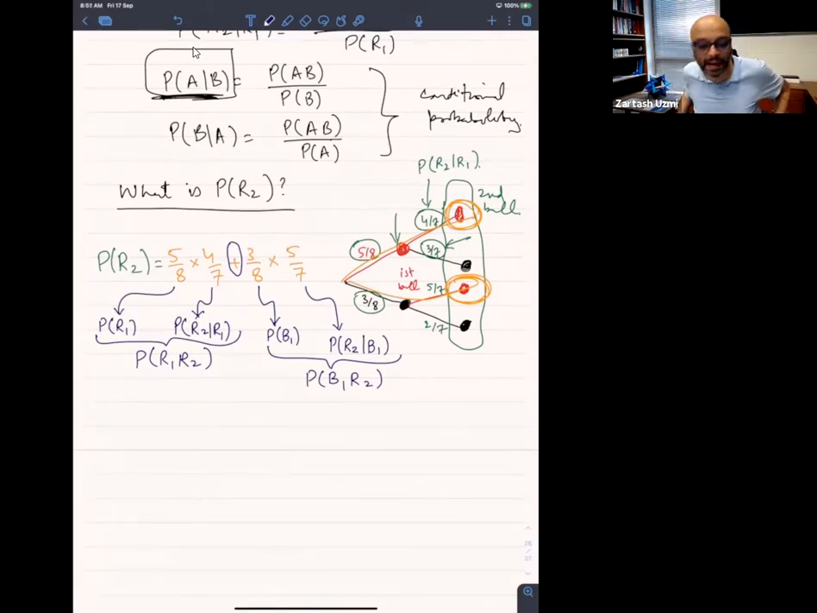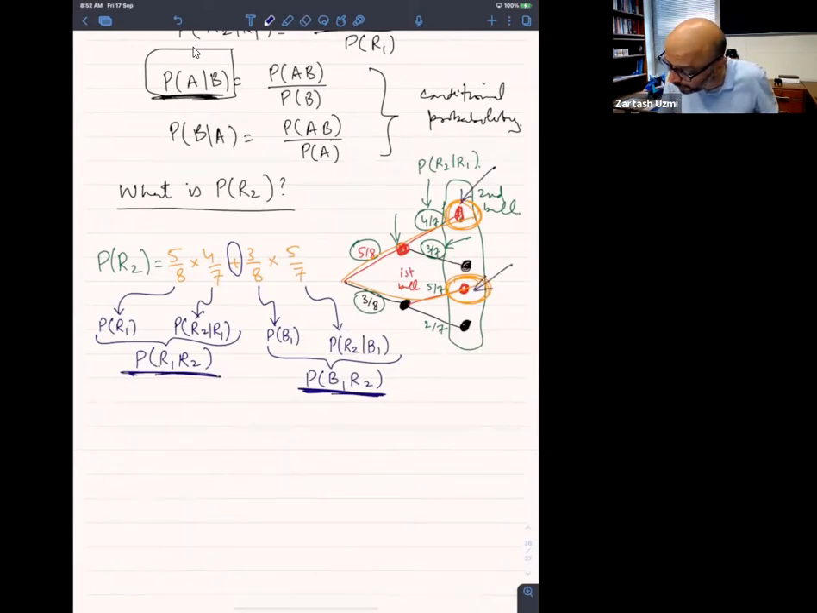Why did we add these two things? Simple explanation of this. These are mutually exclusive. Why? Because you can have either R1 R2 or B1 R2. These two cannot happen simultaneously. So this guy and this guy are mutually exclusive, and both lead to the second ball being red.